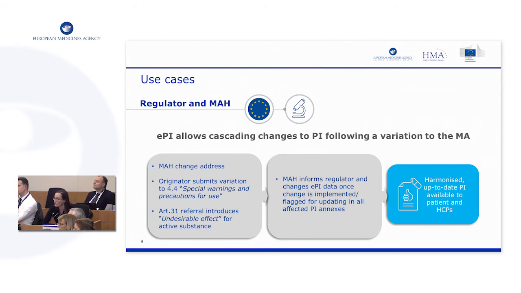In an EPI system, this could be informed to the regulator by the marketing authorization holder one time, and then the change could be implemented and cascaded throughout all the relevant annexes of the PI, and could also be flagged for updating or changed in the PI of other medicines which are relevant, such as medicines with the same active substance or generic versions of the same medicine. And these systems will facilitate the provision of harmonized, up-to-date product information to patients and healthcare professionals.